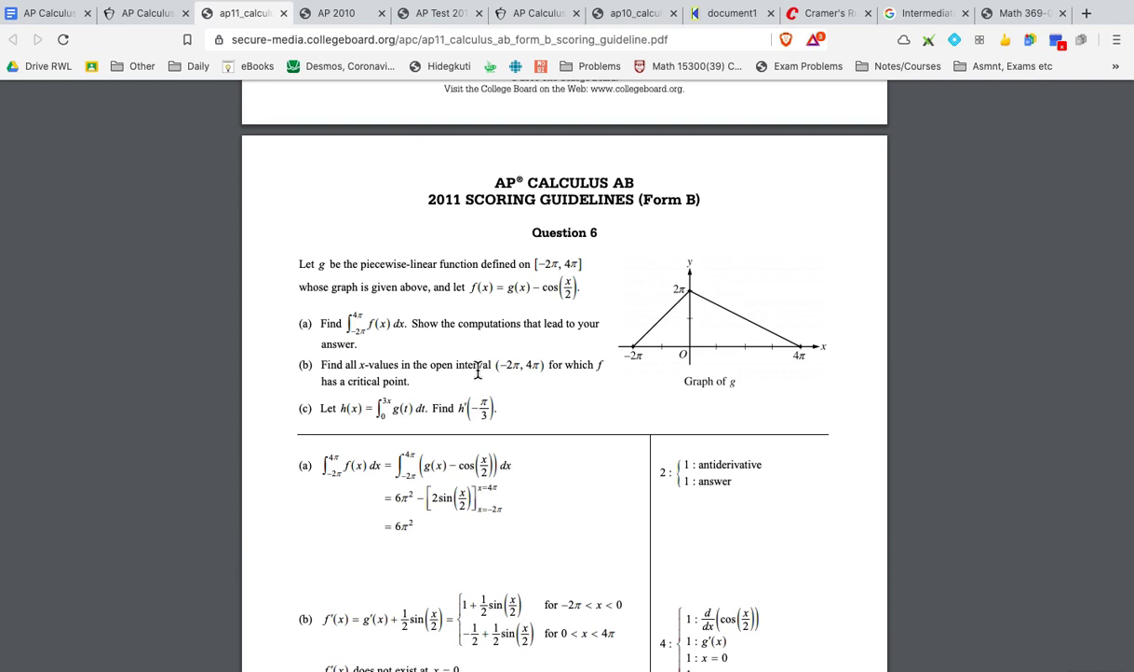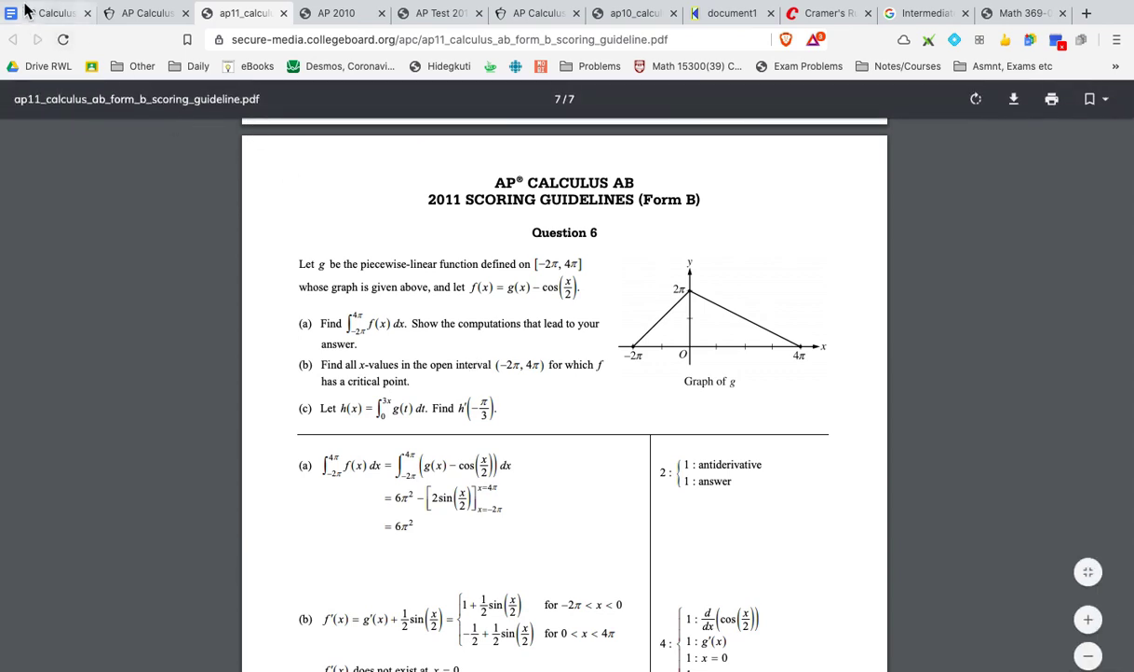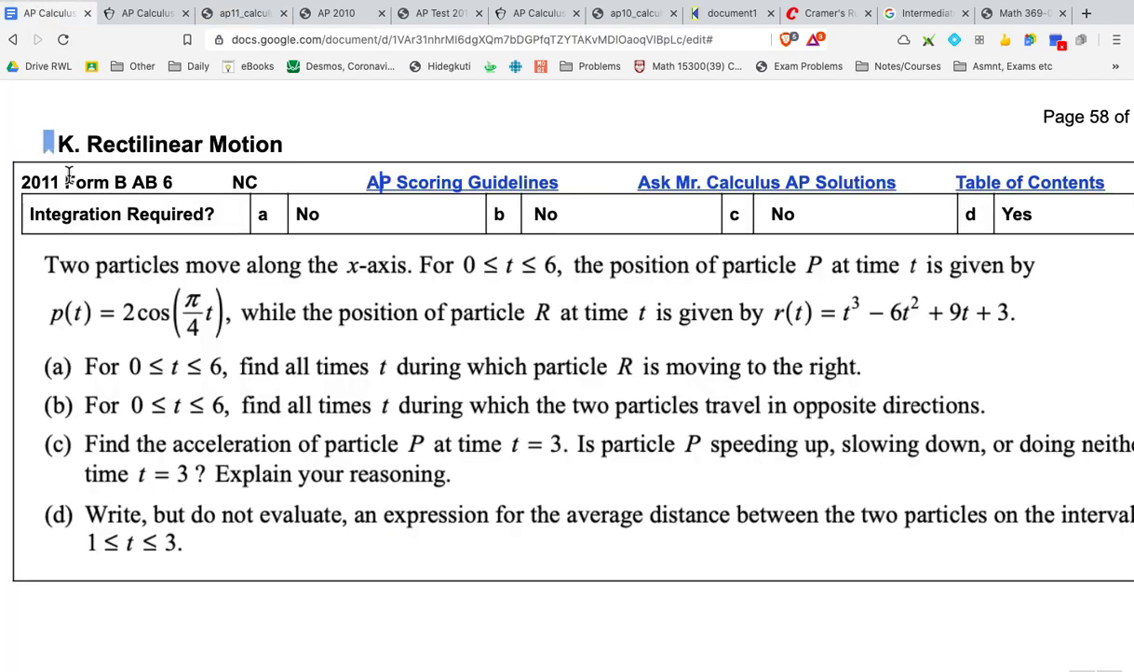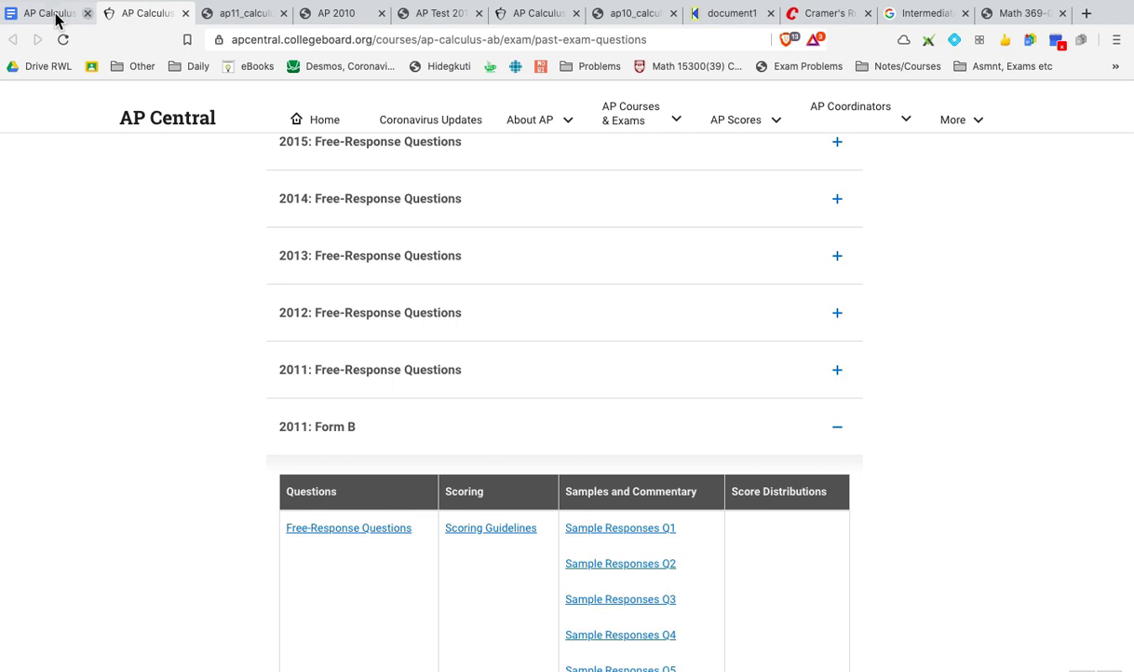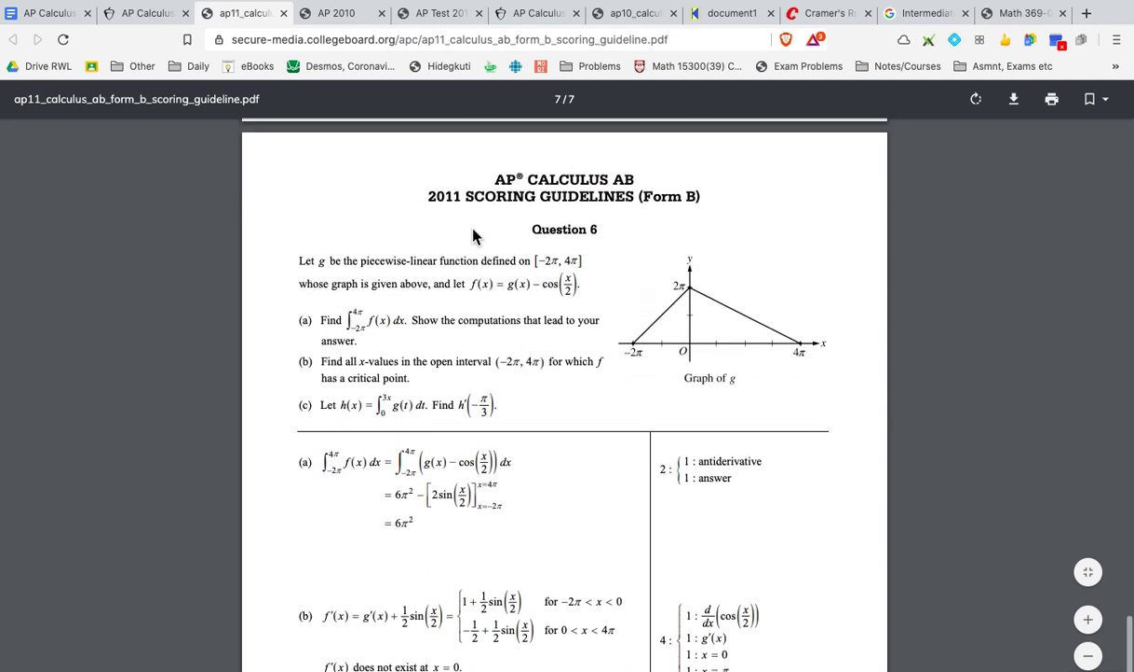Okay, so there's a mistake on this one, right? So take a look at what I wrote down. 2011 Form B, question 6. Problem. There is no solution, right? Because I don't have the solution, because clearly I've got the wrong question down.